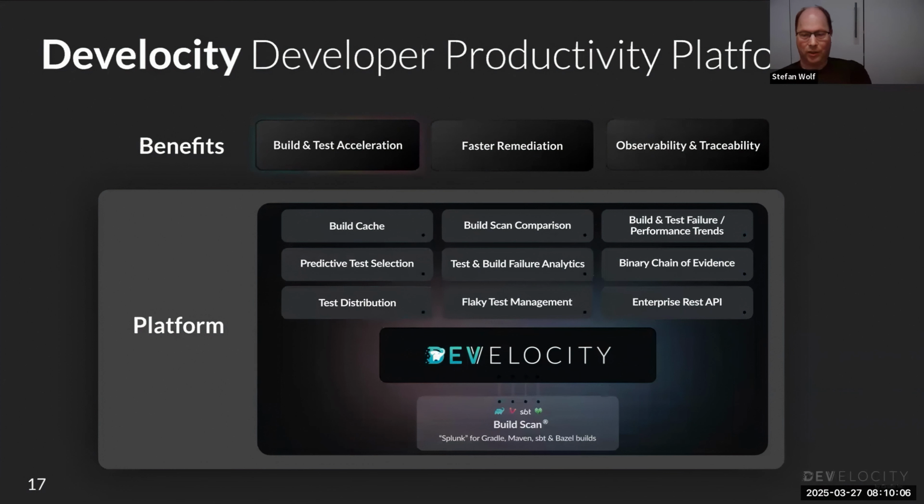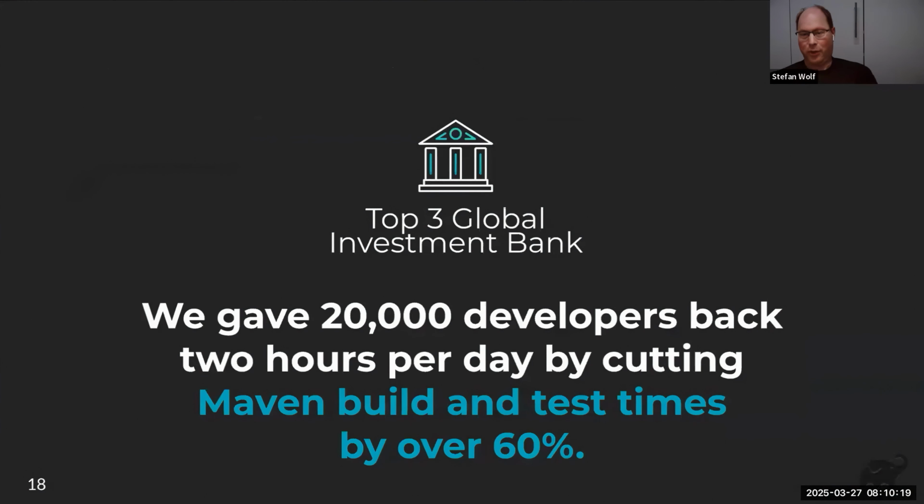And like I said, not only Gradle is supported, we have Gradle, Maven, sbt, and Bazel support, and we have beta support for NPM and Python. And so it works, right? So we have many happy customers. And for example, we gave one of the top 3 global investment banks 2 hours per developer per day time back by cutting Maven build and test times by over 60%.